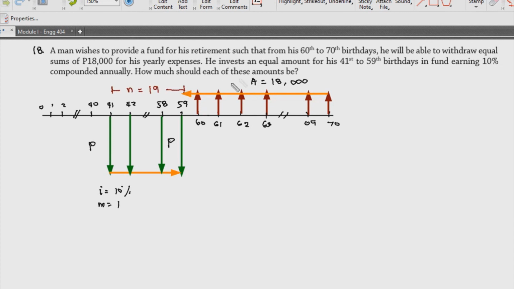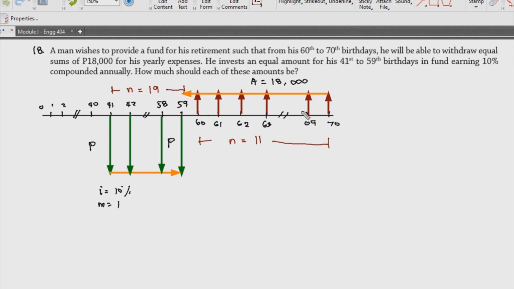Okay? And how about this one? So if we try to compute for this from 70 minus 60 plus 1, therefore we could say that n is equal to 11. Okay? So yun lang naman yun, 11 years and saka 19 years. And if you try to add that, that should be around 30 years. Tama. Kasi 70 minus 41. Okay, 70 minus 41 would give us, I think, 29 plus 1. So that gives us exactly 30 years.